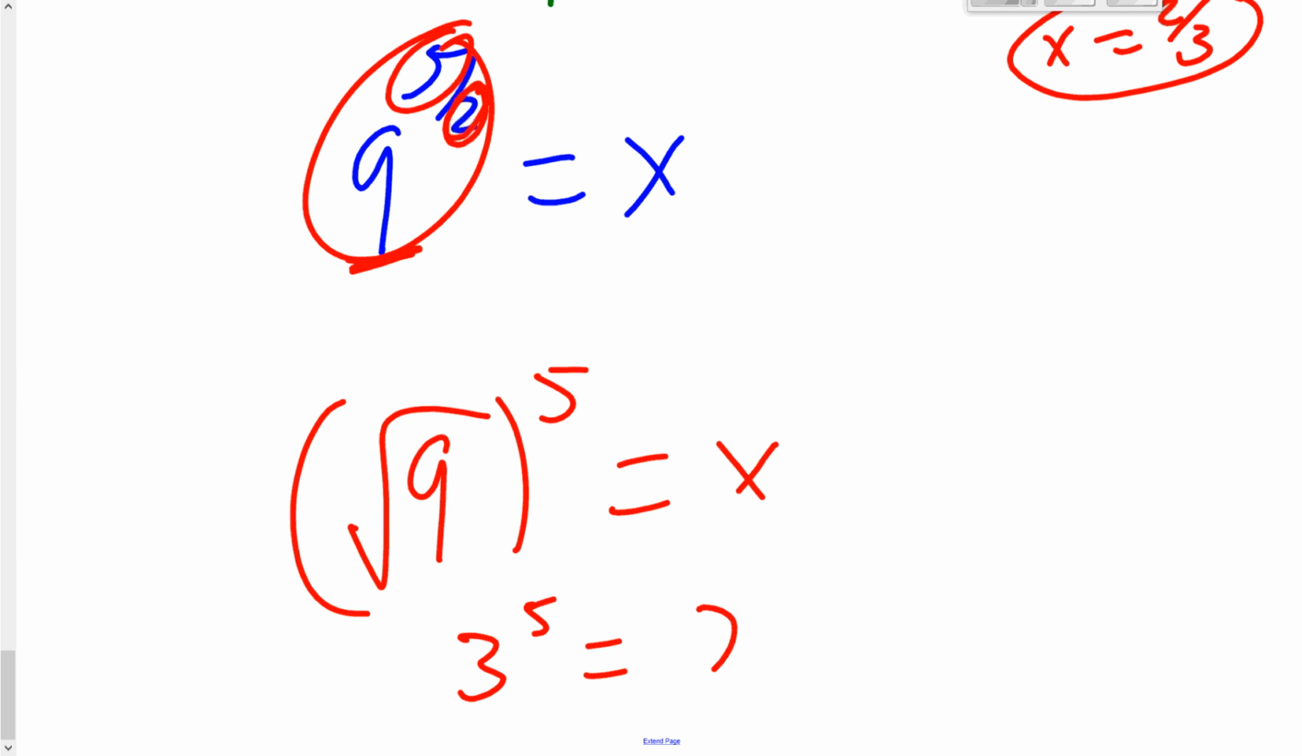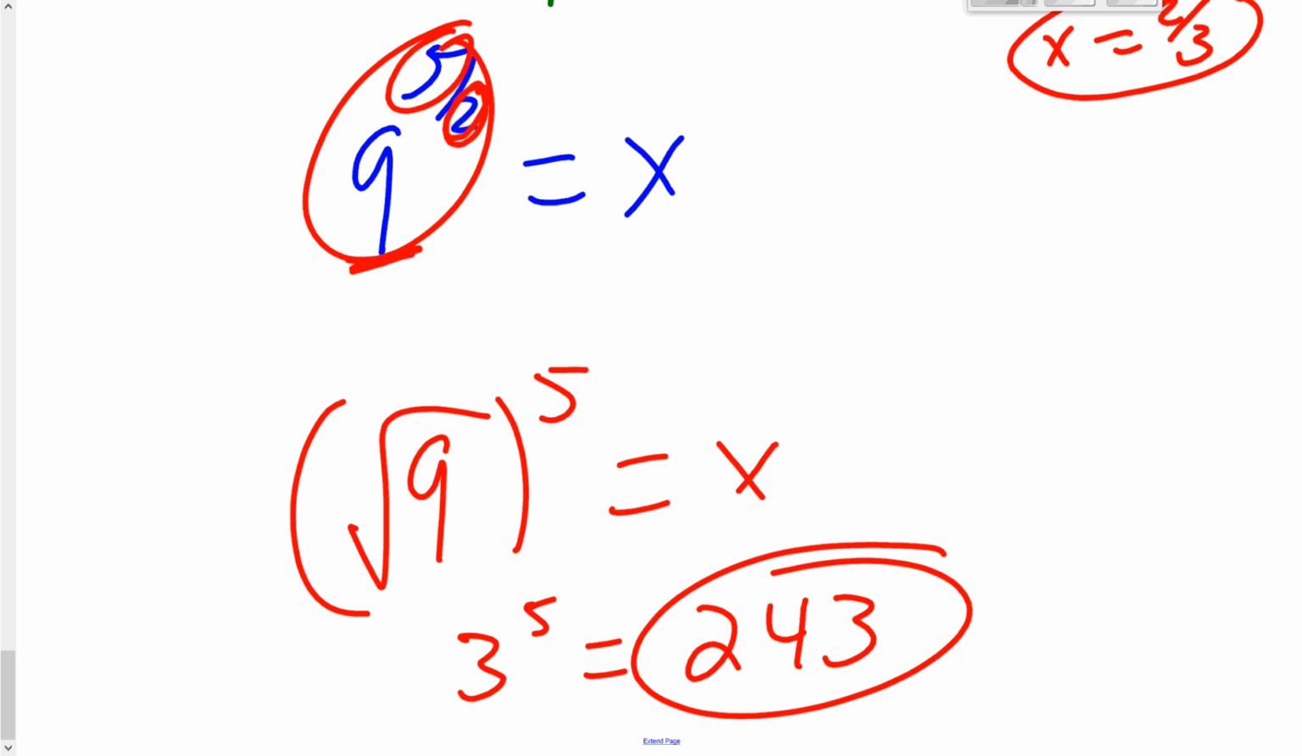It's 243. So that's your answer for x. Alright, so there you go. Those are solving logarithms. Okay, so you have to mostly switch them to exponential first and then solve it just like we solved all the other exponential problems from the last section.